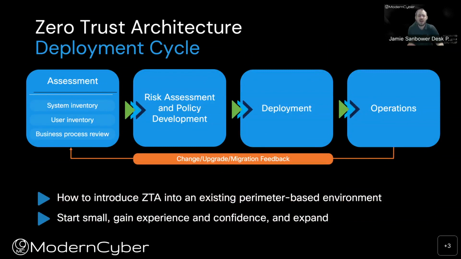Now, NIST does come with some practical advice when it comes to being able to deploy zero trust. And it does start with assessing current systems, users, and business processes, look at risk assessment and policy development, go to deploy, move into operations, and create the feedback loop to make things a little bit simpler. The key thing is start small, gain experience and confidence, and then expand.